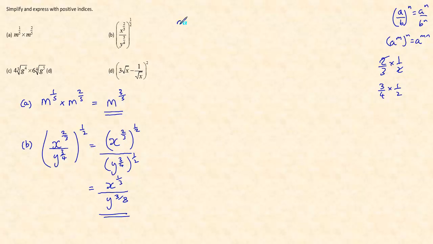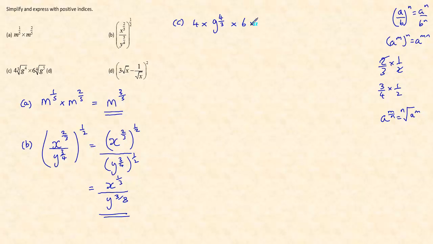Now in part C, so let's think about this. This is 4 times the cube root of g to the 4. Now a to the m over n is the nth root of a to the m. So we can write this one as g to the 4/3.